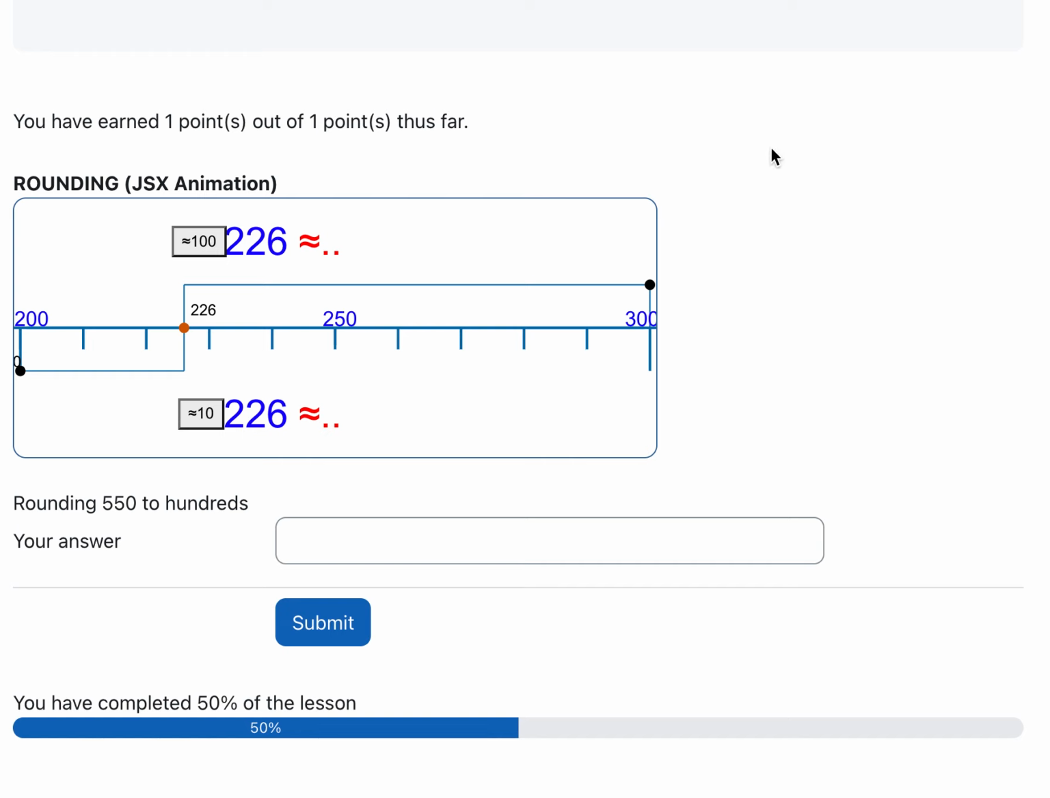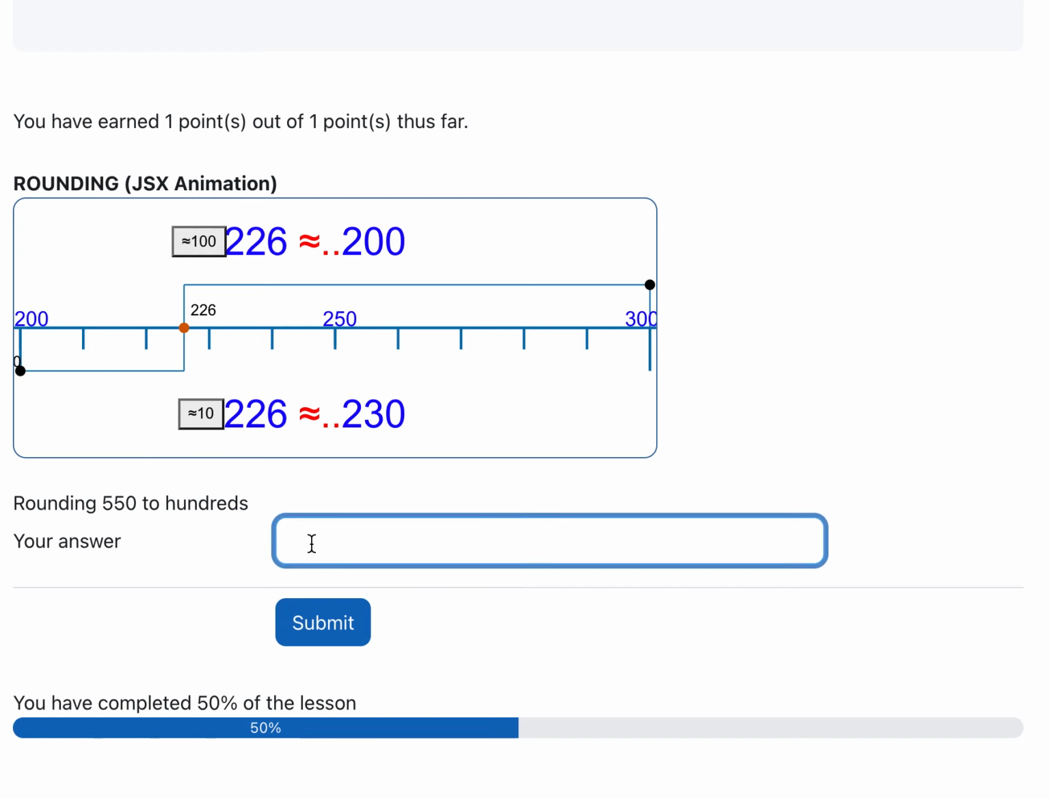In the second place, the lesson contains also an animation for a student to play with the animation and to fully understand what is about the rounding. So some question is asked here for the student to answer. They submit the answer, and the system checks if the student understands this.